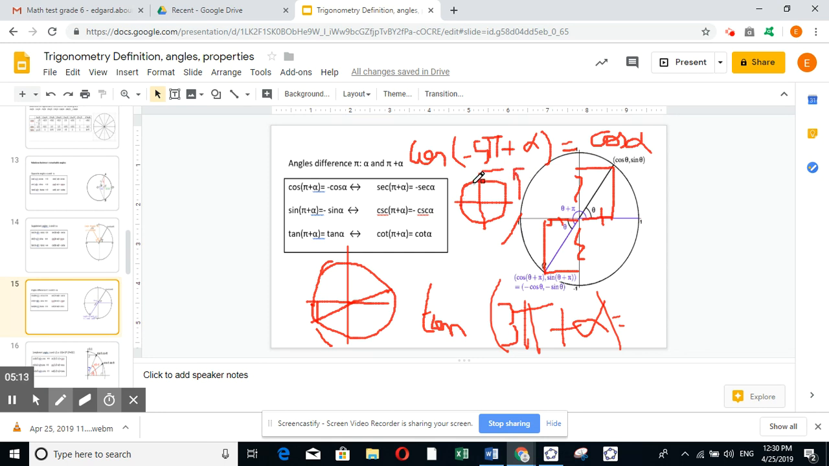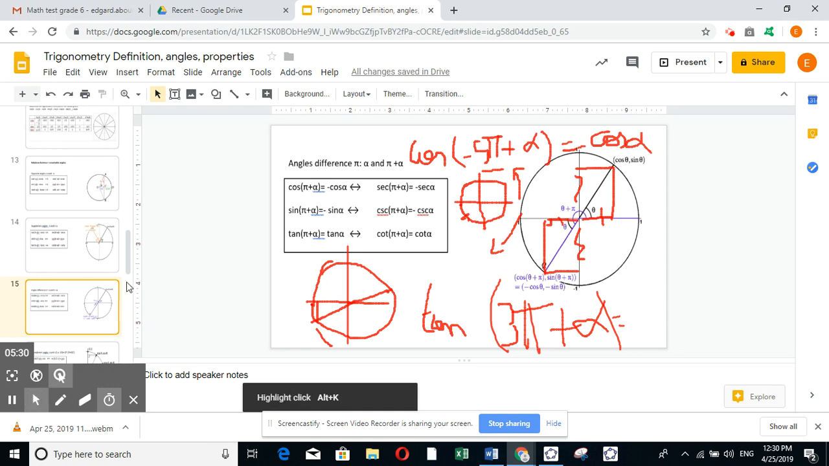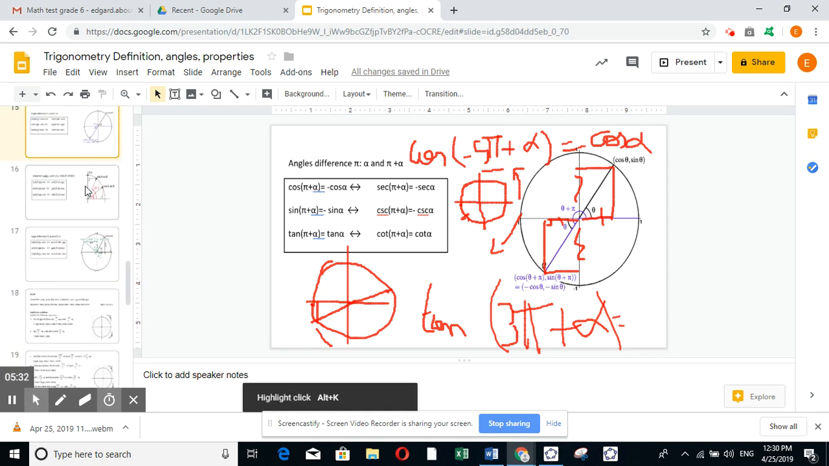Plus you move down, minus you move up. Since this is minus 5 pi, I have a plus, so I must move down. Let us move down here. In this quadrant, is cosine positive or negative? Here it's negative, so I put minus. That's how we're going to solve this. We're going to see it in application in a while.